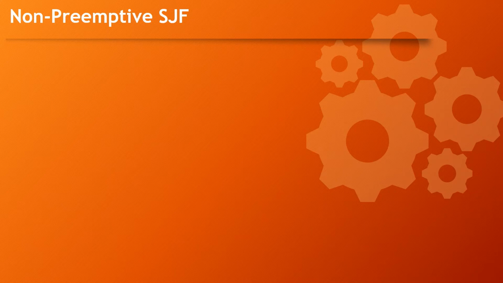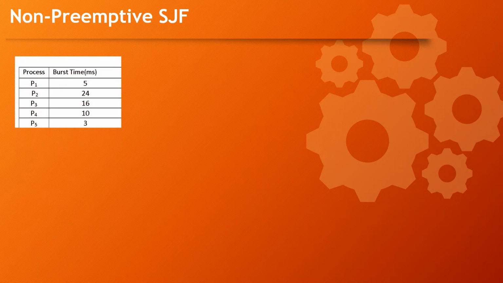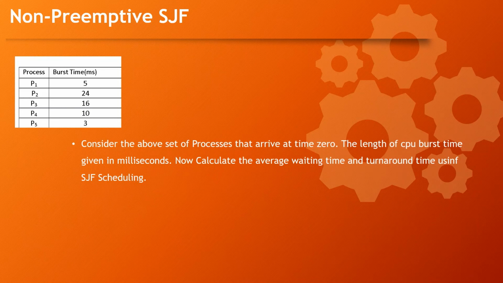Now let us start with non-preemptive, taking an example. I have taken the same example which I took in FCFS. You can see the first column with the processes P1, P2, P3, P4, P5 with the respective burst times 5, 24, 16, 10 and 3. The same example I took here for SJF also. Now this is the problem statement.